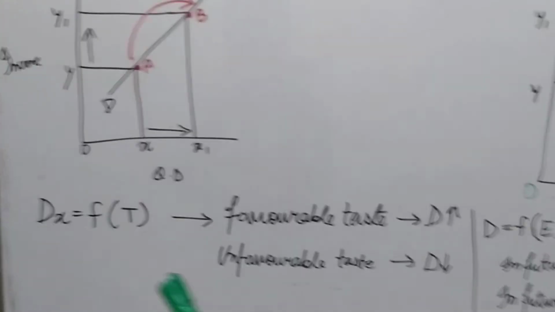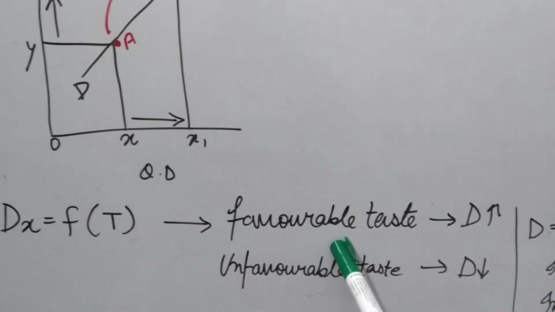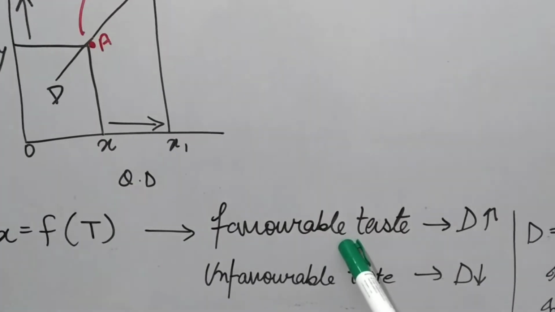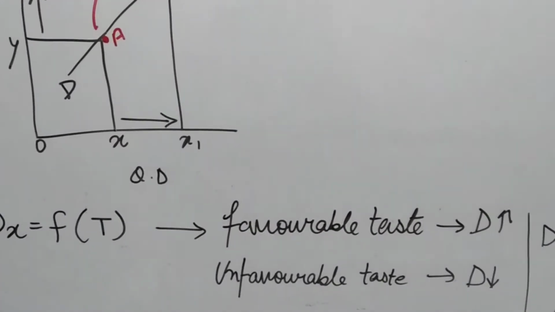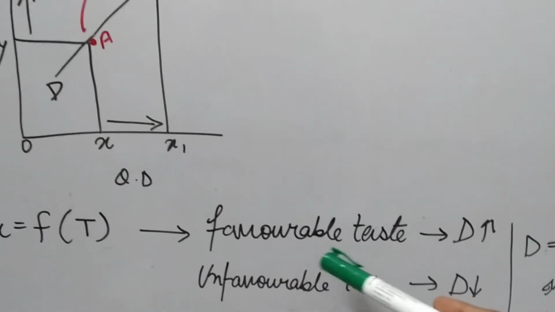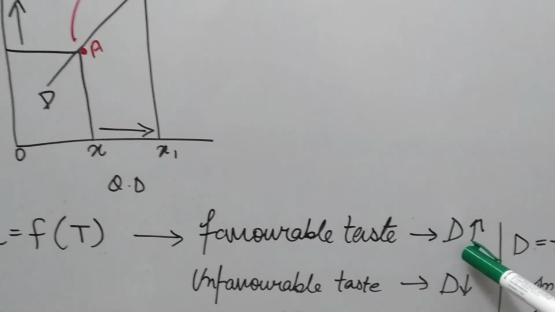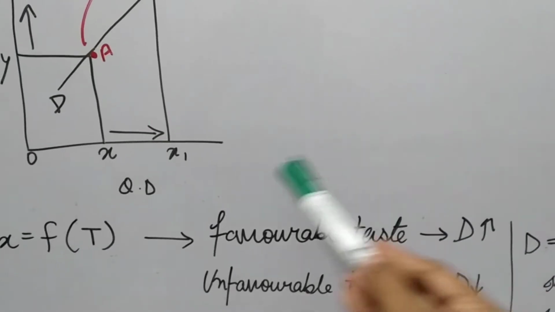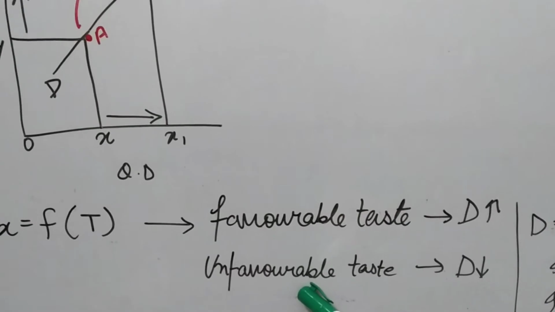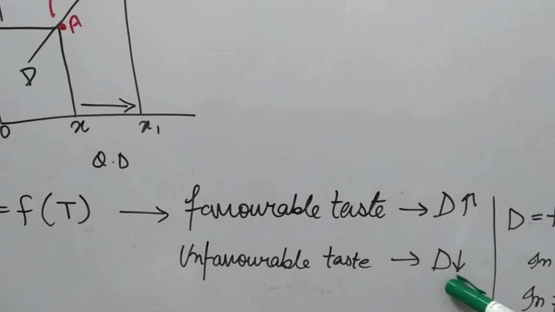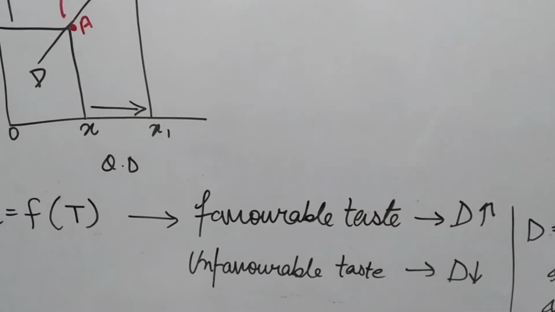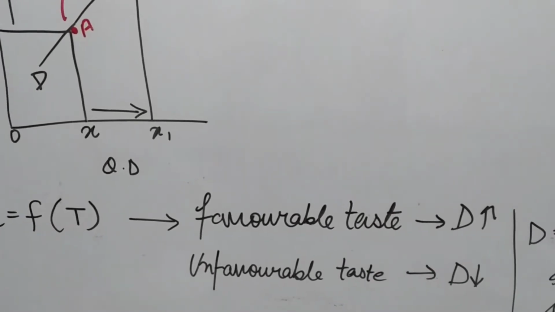Taste and preference, simple. It means if the consumer has a favorable taste for a particular commodity, for example textiles or outfits, and is ready to purchase such goods, he will increase the consumption of that commodity. That means if taste is favorable, demand will increase. If there is an unfavorable taste, definitely he will reduce its consumption. So there is a direct relationship between taste and preference and the quantity demanded.